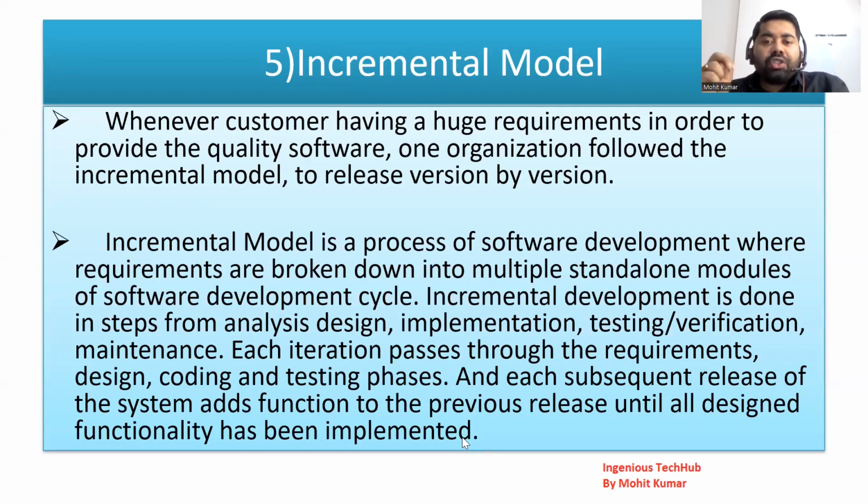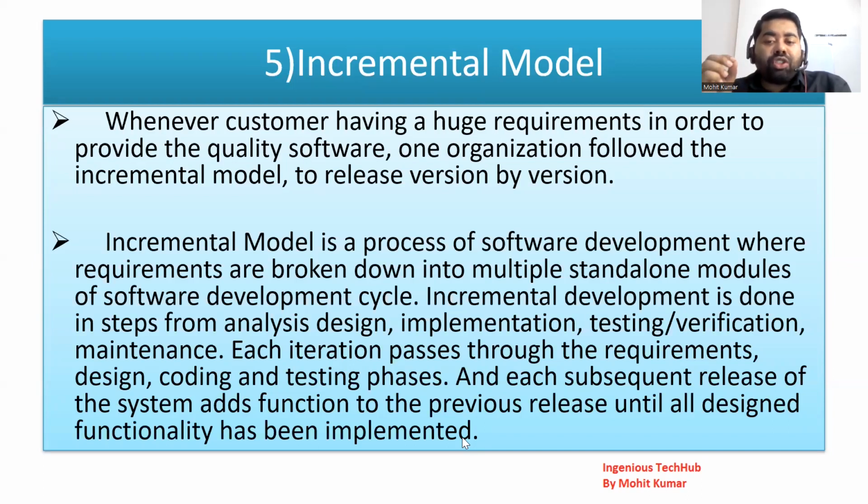Okay, so the next model is the incremental model. When should we go for the incremental model? If the customer has a huge requirement, then they will split the requirement part by part, or version by version. Understood, right? Then we should go for the incremental model. So whenever the customer has a huge requirement, in order to provide quality software, an organization follows the incremental model to release the product version by version.